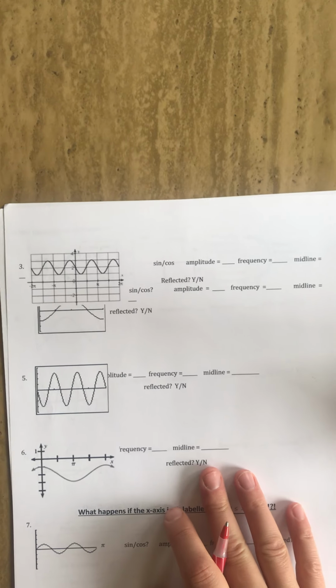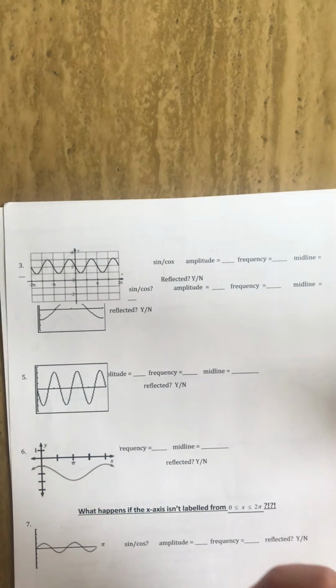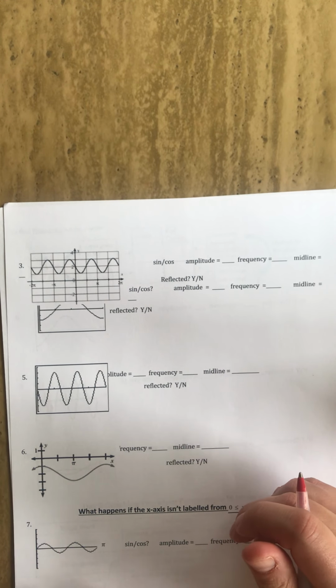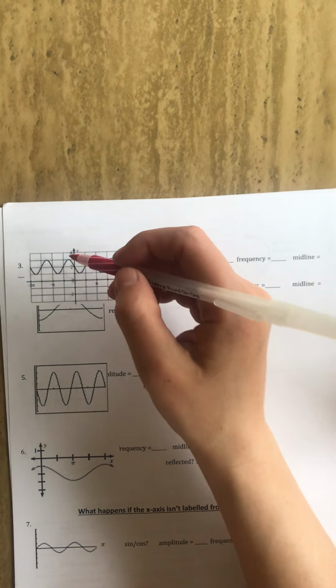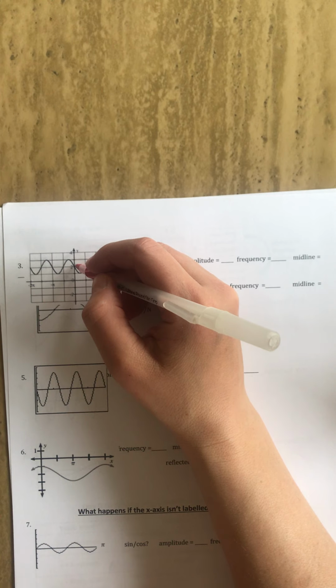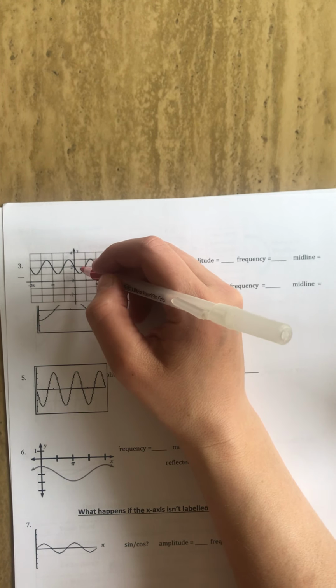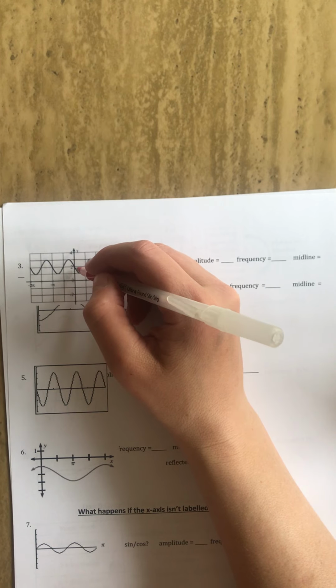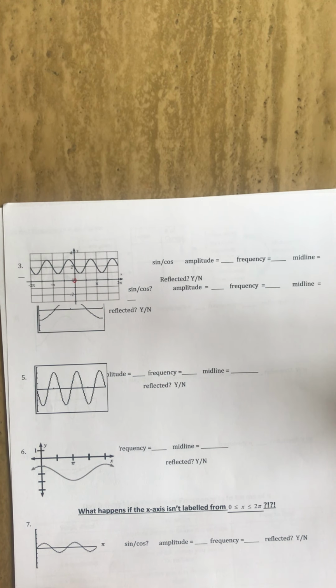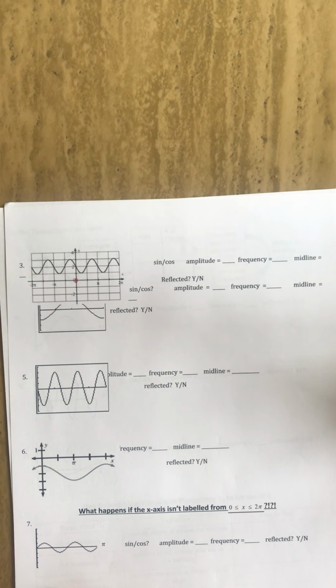Okay, moving on to example number 3. You guys have to decide if it was sine or cosine. So we have to see where it starts. So you're going to say, oh, it's cosine because it is starting at 0. This is where you have to be extremely careful right here, because this was shifted 2 units up.